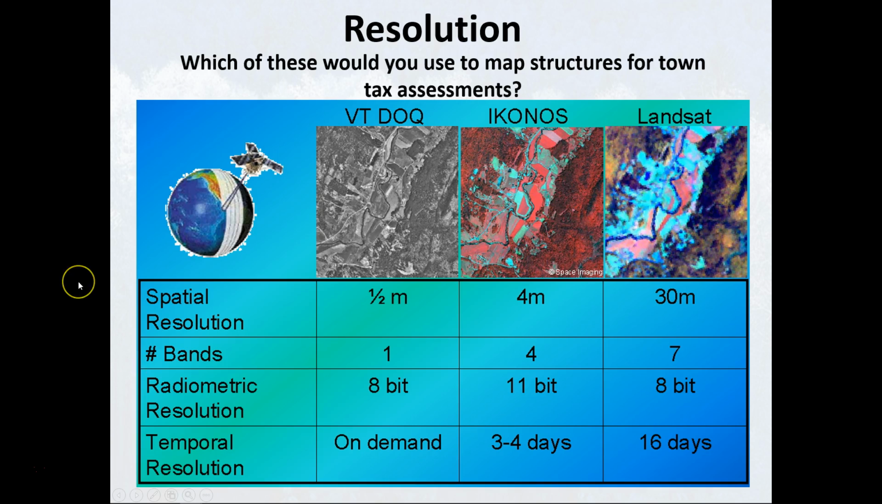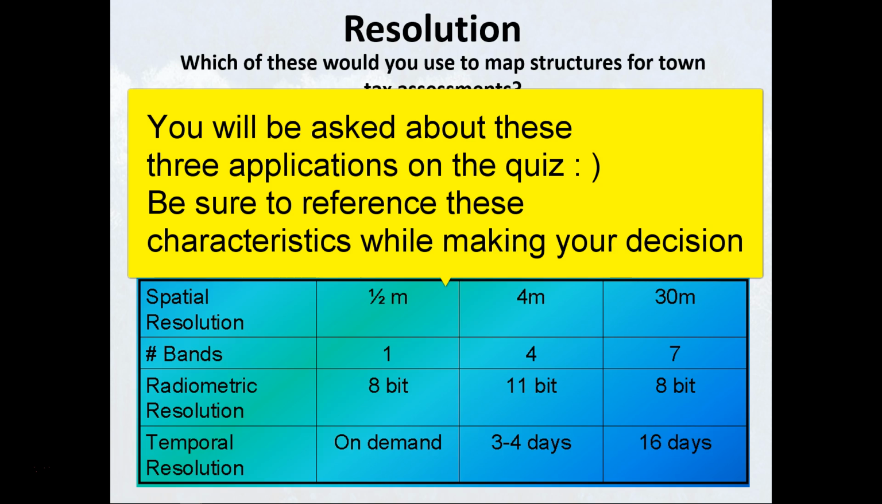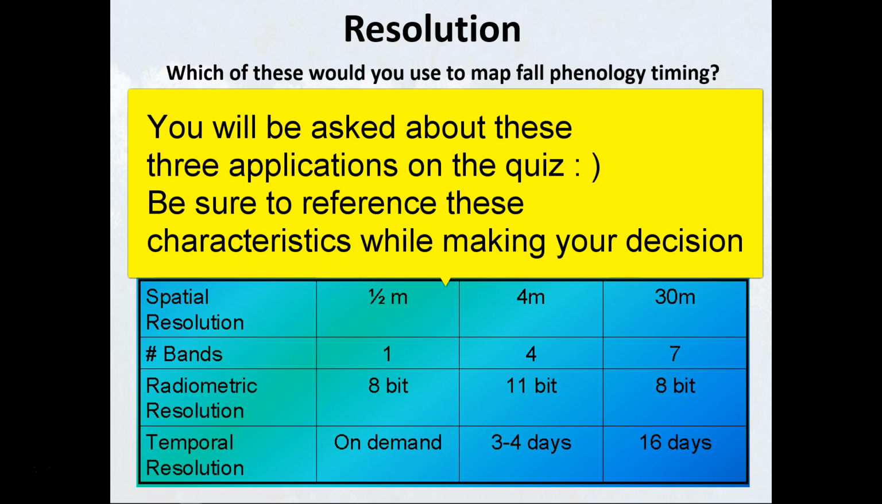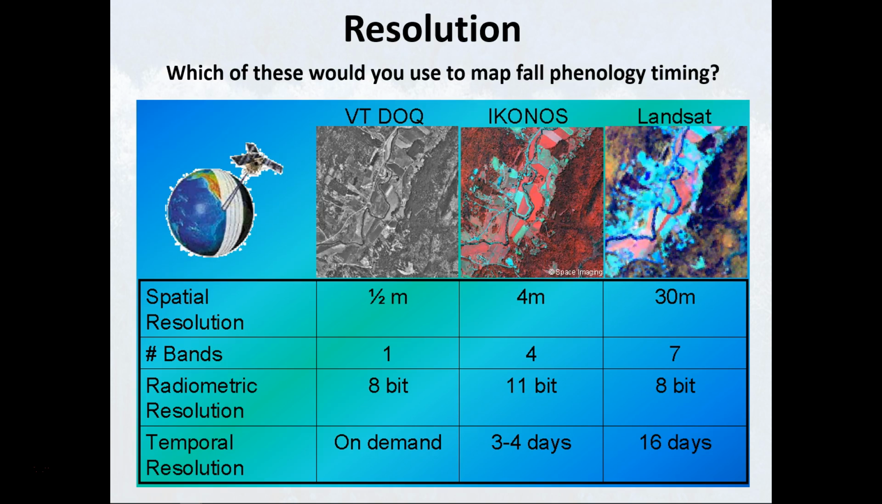Okay, for the last 3 you're on your own. I'll put them on the screen here and you can scroll back and forth. So the next one deals with forest decline. Then you're going to concern yourself with land use change, and finally fall phenology timing. Best of luck, and we made it through.